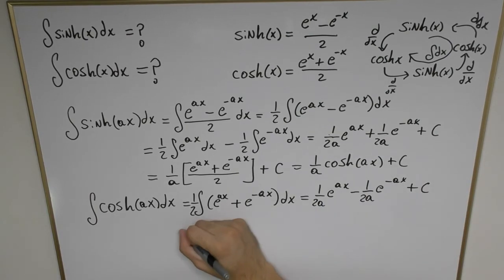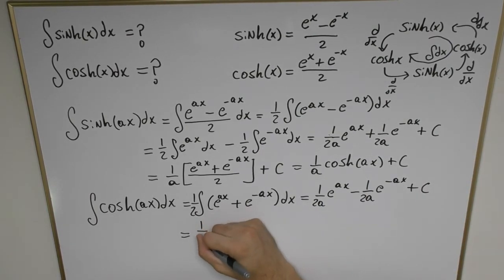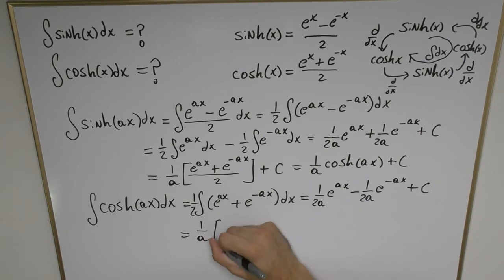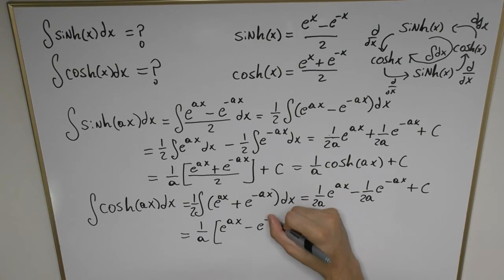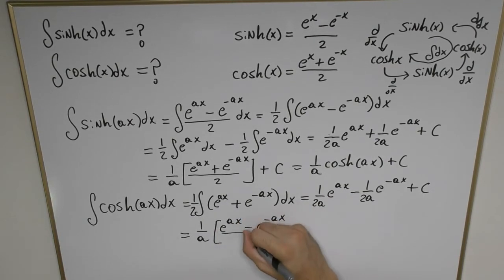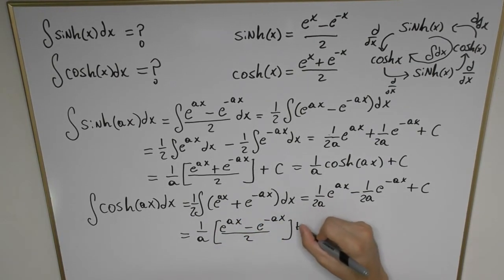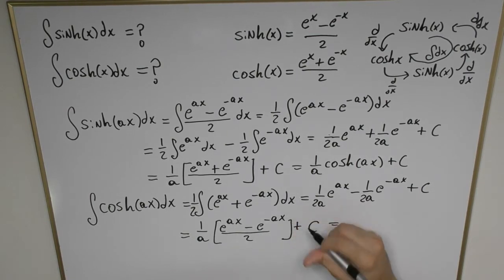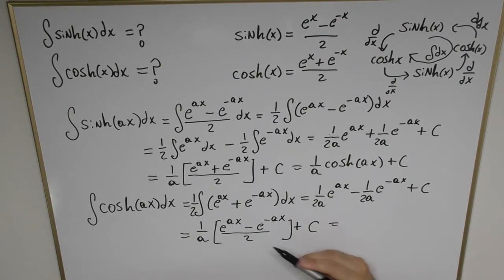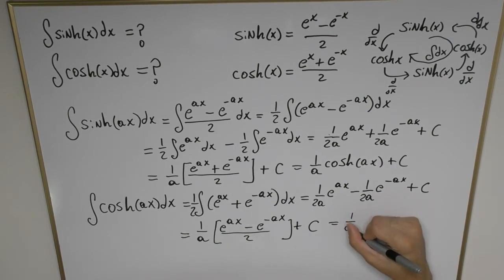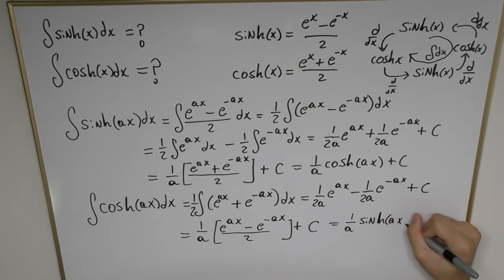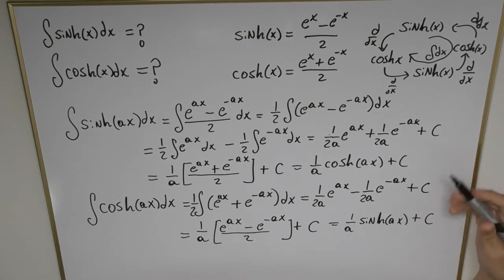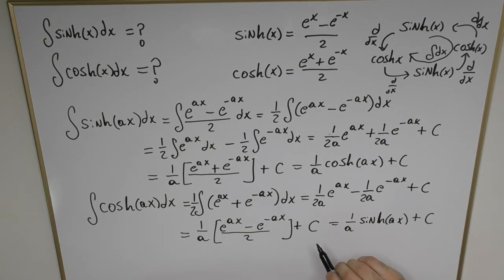And just as before, we can group those two in the following way. We can have the 1 over a outside. We have square brackets, e to the ax minus e to the minus ax divided by 2, plus c. And then finally, we notice that this corresponds to the hyperbolic sine function. So that becomes 1 over a sine hyperbolic of ax plus the constant c. And that's how you integrate the hyperbolic functions, sine and cosine hyperbolic.